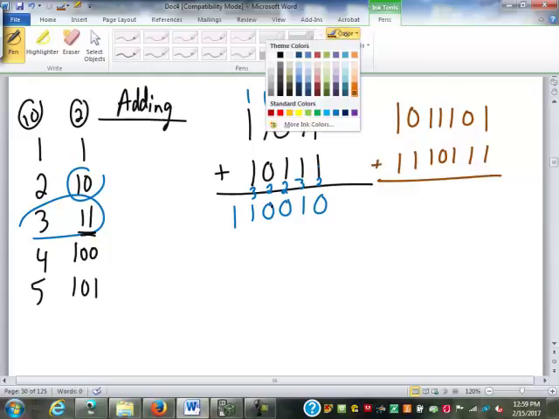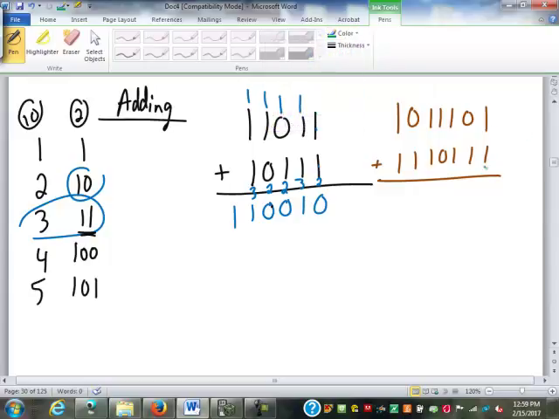So let's add these two. You guys walk me through it now. 1 plus 1 is? So 0, carry the 1, yep. 2, so 0, carry the 1. So 3, so 1, carry the 1. 2, so 0, carry the 1. 3, so 1, carry the 1. 2, so 0, carry the 1. 1, 1. Not so bad? Okay.